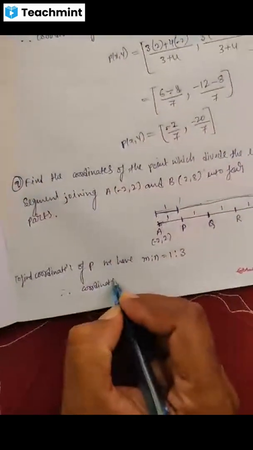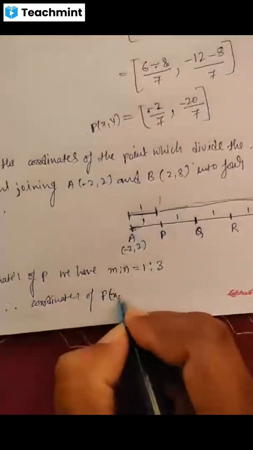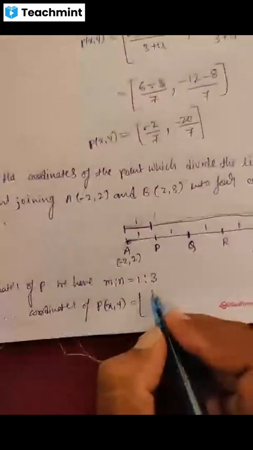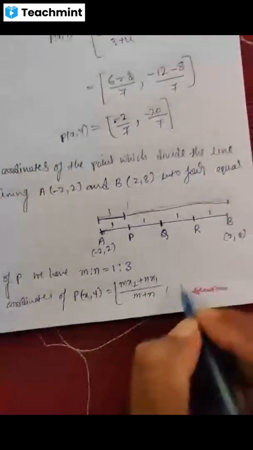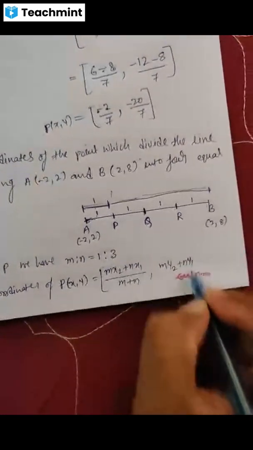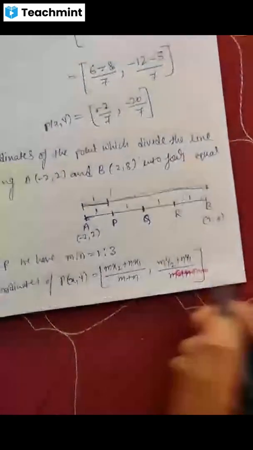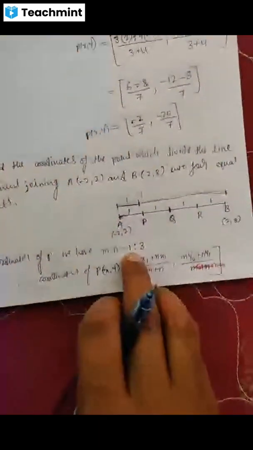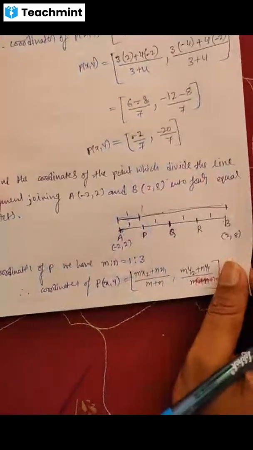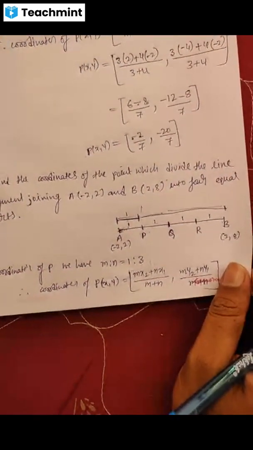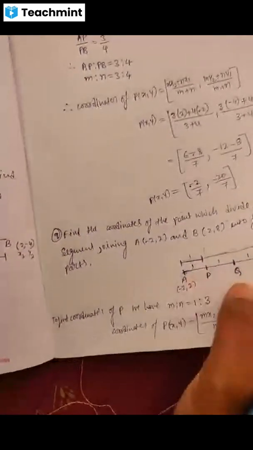coordinates of P xy is given by mx2 plus nx1 divided by m plus n comma my2 plus ny1 divided by m plus n. So ratio is 1:3. How it comes? All of you understand or not? Understood? Right. We'll move to substitution part.